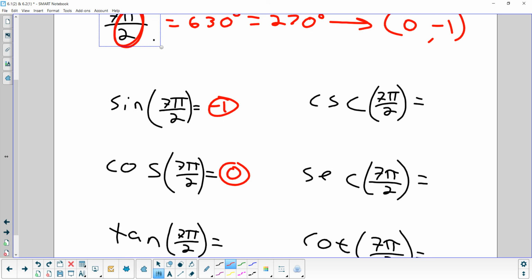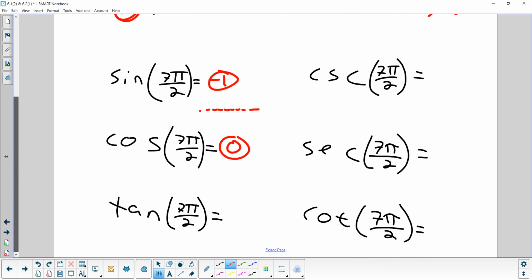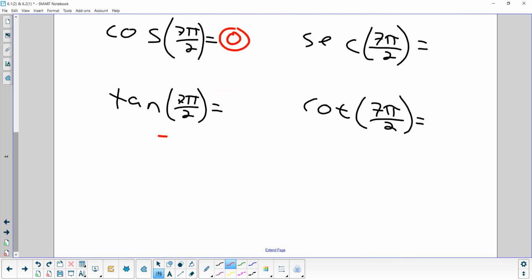And Bailey, how about my tangent? -1/0. Yeah, what you can do for tangent is just imagine putting a division line right there. Because you already have your y, you already have your x, just divide them. So it's -1/0. And Jake, if I simplify negative 1 over 0, what's that? Undefined. You can't divide by 0. You do have to tell me it's undefined. So I know that you know dividing by 0 is undefined.